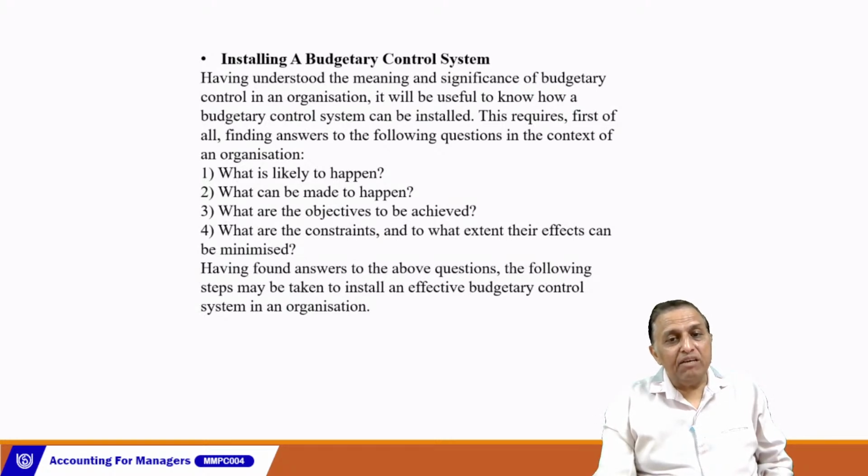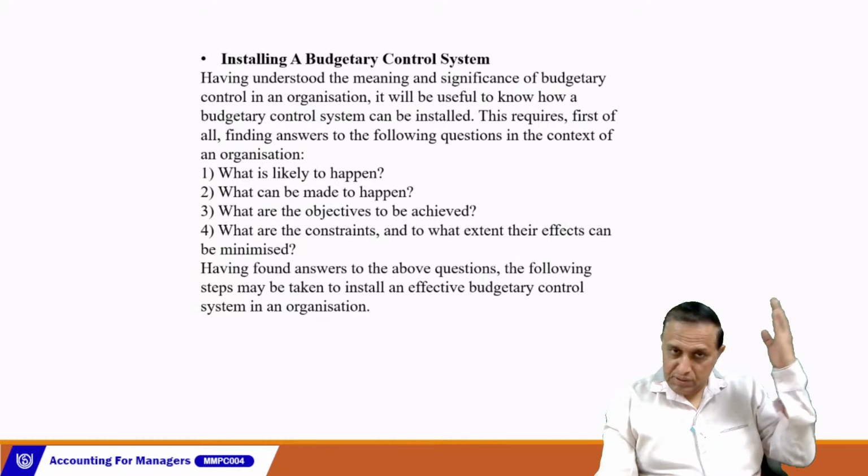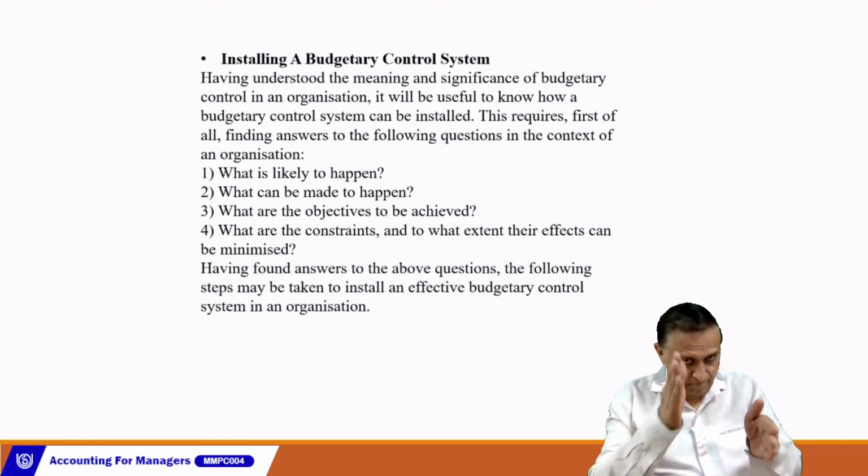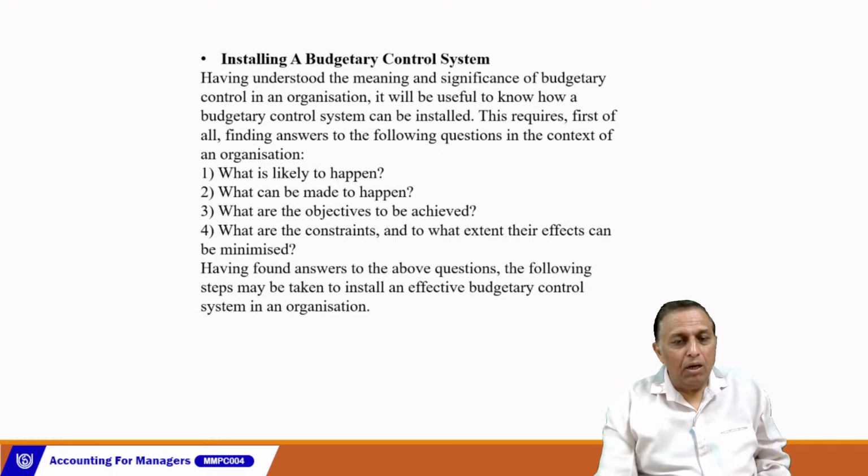What are the objectives to be achieved? Given to you well in advance. The light of those objectives should be there with you all the time. What are the constraints, the loopholes or the roadblocks, and to what extent can their effects be minimized?